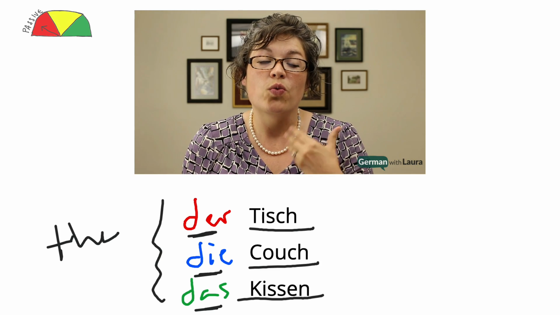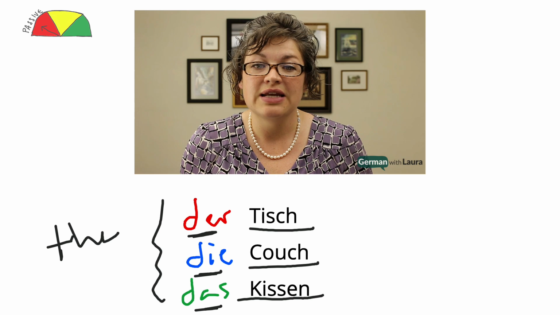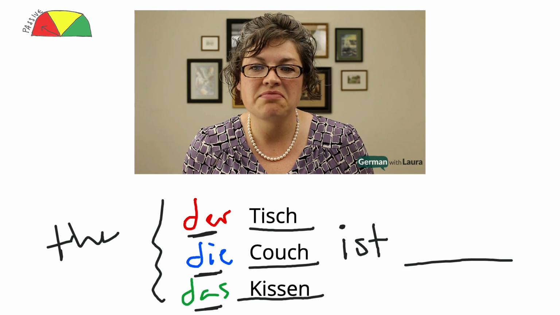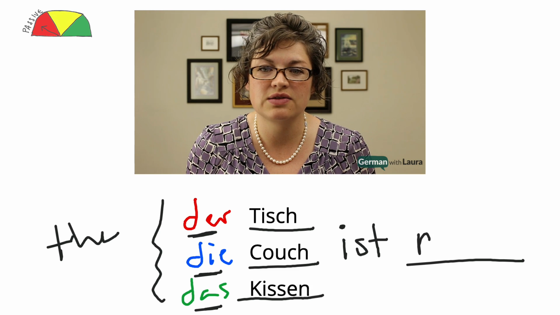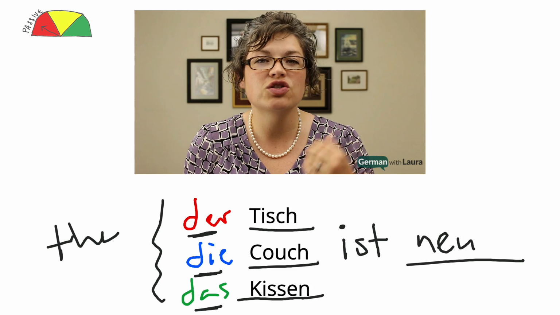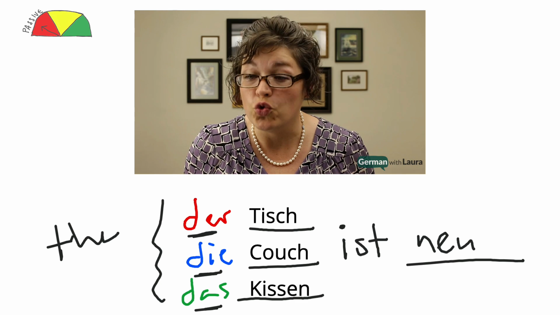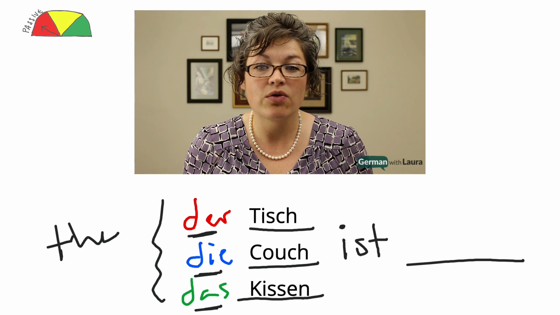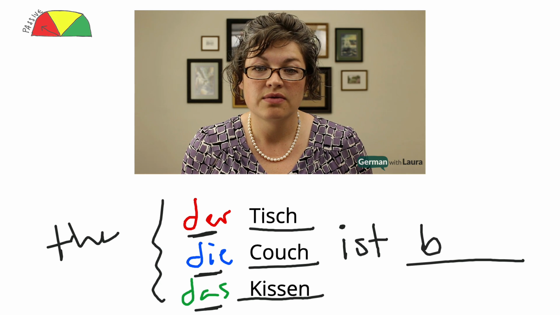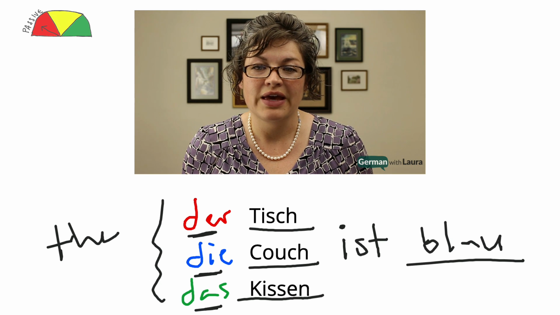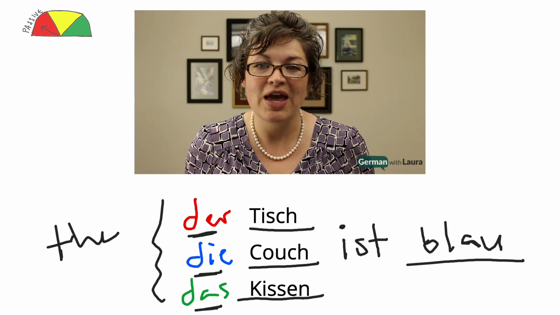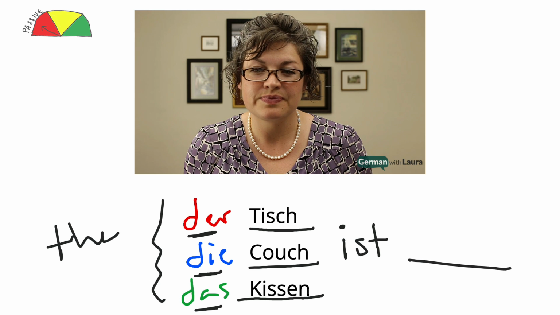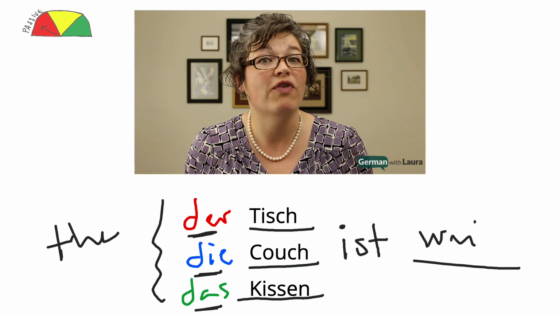For example, we need to be able to say der Tisch ist, which means is, and then some sort of adjective, such as neu. Der Tisch ist neu, the table is new. Okay? Or with couch, to say die Couch ist blau. The couch is blue. Okay? Or with Kissen, to be able to say das Kissen ist weich.